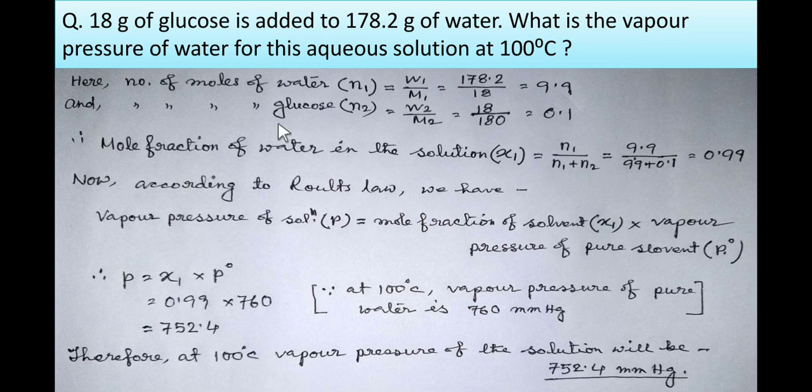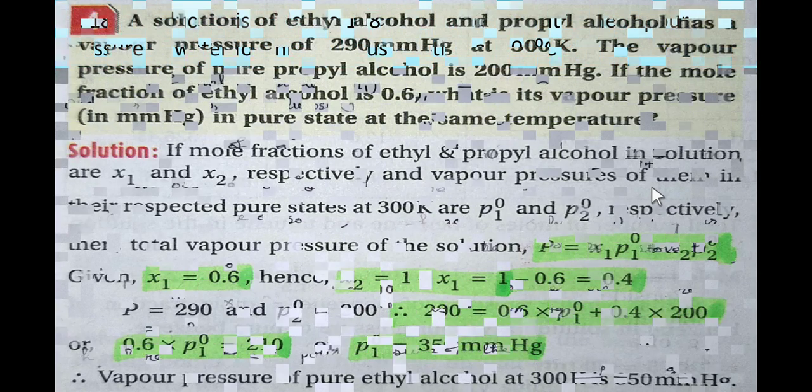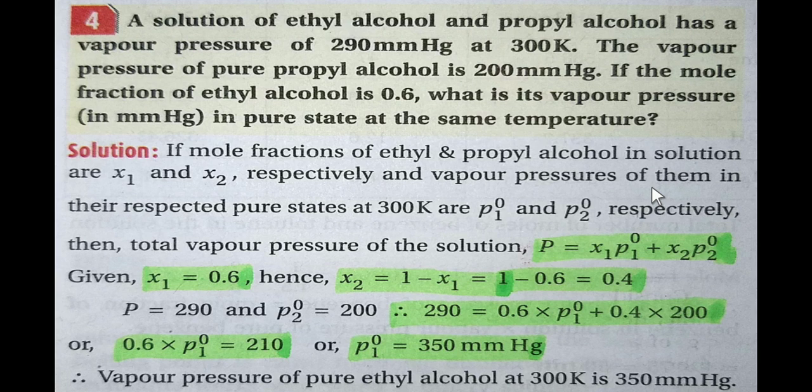Okay, I think you understand the system or the problem, how to solve this kind of problem by Raoult's law. Next we see another problem of Raoult's law when both the solvent and solute are volatile. A solution of ethyl alcohol and propyl alcohol has a vapor pressure of 290 mmHg at 300 K. Here both the components, ethyl alcohol and propyl alcohol, are volatile. So vapor pressure of the solution is 290 mmHg at 300 K.